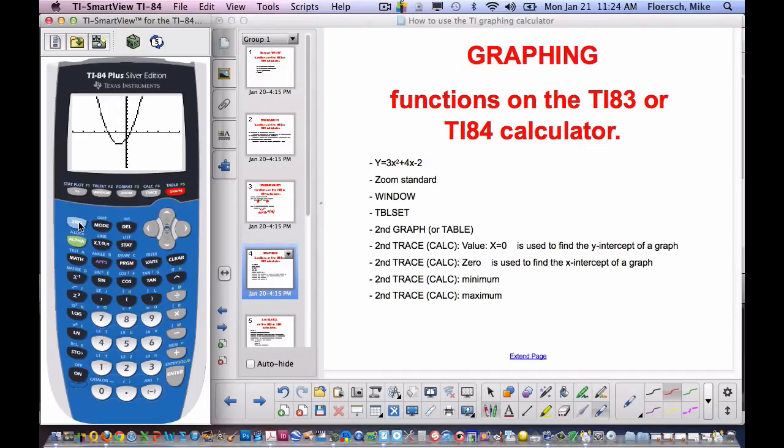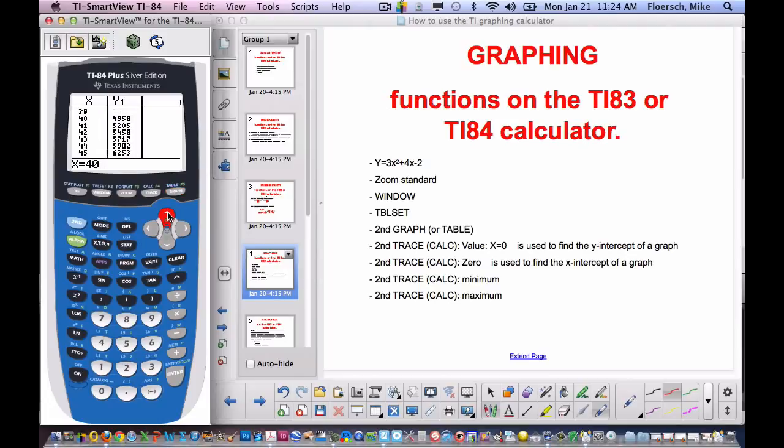I can also go to second window, table set. Where do I want my table to go? What do I need the table for? Well, let's look at this. Table, if I do second graph, it gives me the table part here. It gives me all my x and y coordinates for that parabola.